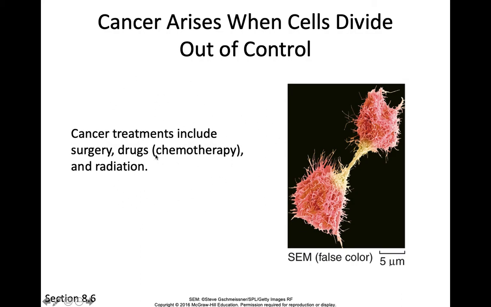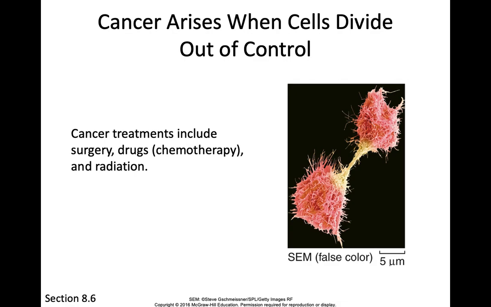And then radiation can be used to kill these cells as well. Radiation just kills everything it touches in a little localized area. So essentially you use this instead of surgery to kill the tumor. And that's the end of this slide set, guys, over how mitosis works, how cells divide, how DNA is replicated, and sometimes how cancer arises.